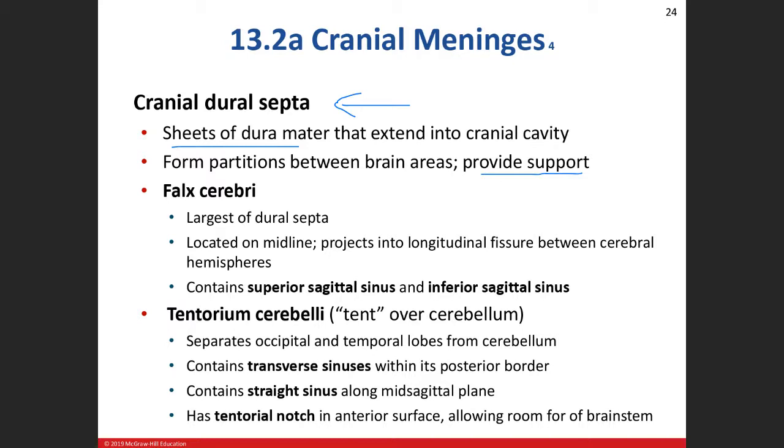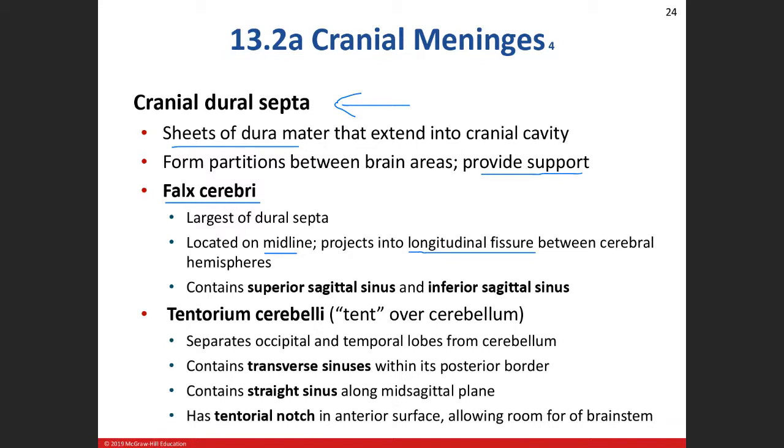The first dural septa is going to be the falx cerebri. This is the one that we saw that divides your left and right cerebral hemispheres. So it's going to be directly midline, found in the longitudinal fissure. Now with this falx cerebri, remember, dura mater has two layers. When those layers separate, it creates a space. We call those spaces dural venous sinuses.